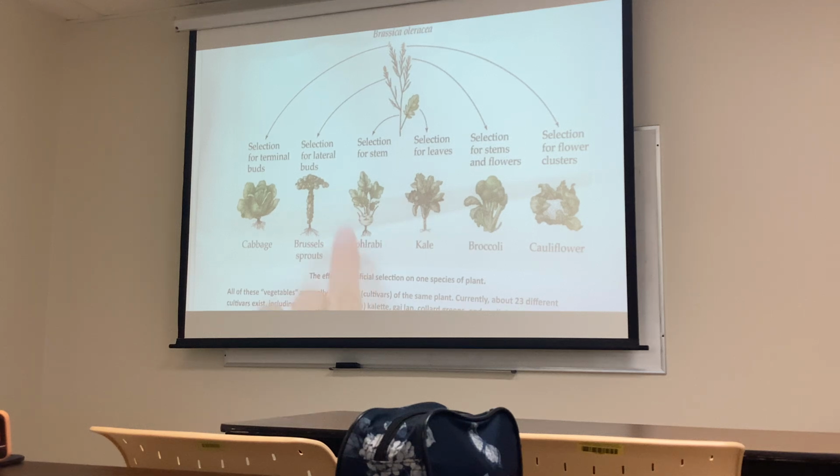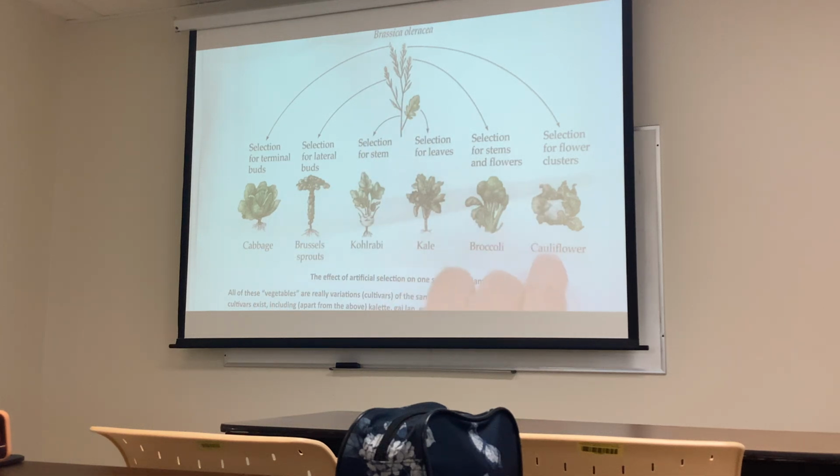Kohlrabi for the stem, kale for modified leaves, broccoli for stems and flowers, and then cauliflower, just clusters of flowers. Because you have variation in different individuals of this, and they noted that, well, let's breed these guys with these guys and see what we get. And that's how you got all these. All this artificial selection is directional selection.